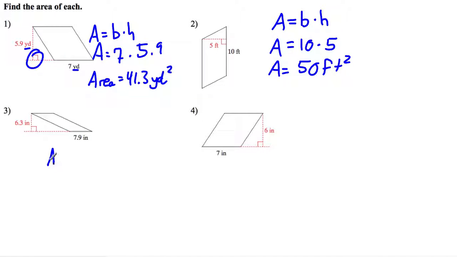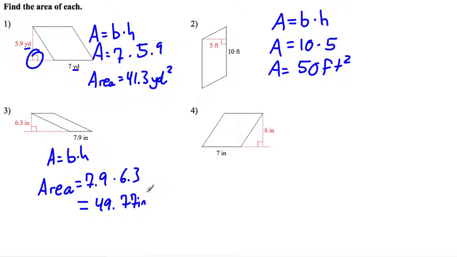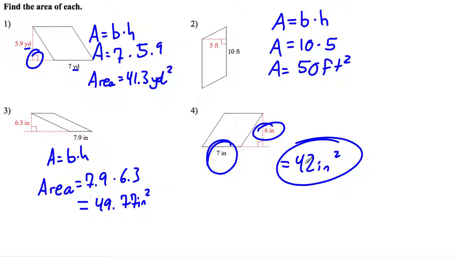Over here, we have that the area is again base times height. This is a really long and drawn out one, but it's still going to be the same value. So we have that the area is equal to the base times the height, so in this case 7.9 times the 6.3, and that gives us 49.77 inches squared. And finally, if we do the base times the height, we're going to get 42 inches squared. So the key here is, again, just multiply those.